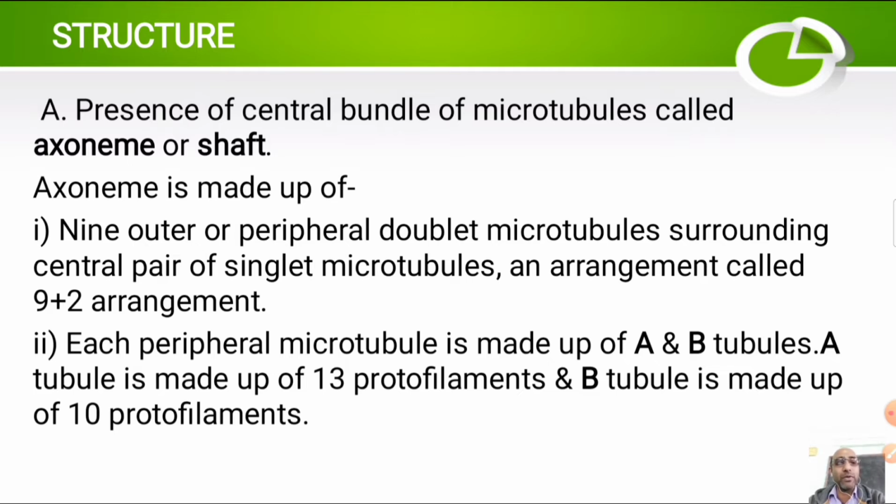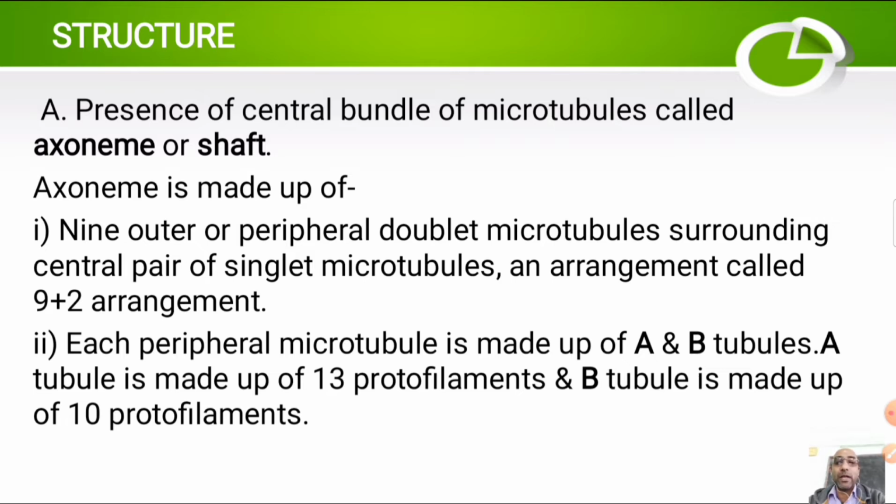You would be able to understand it while discussing about it in diagram. Okay, I will show the diagram. You will completely understand regarding the structure of axoneme. Okay, so axoneme is made up of central portion of a singlet microtubule and the peripheral doublet microtubules, then pair of singlet microtubules at the center and 9 peripheral microtubules, which is called as 9+2 arrangement.